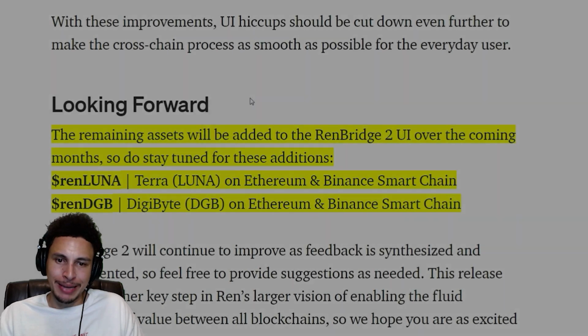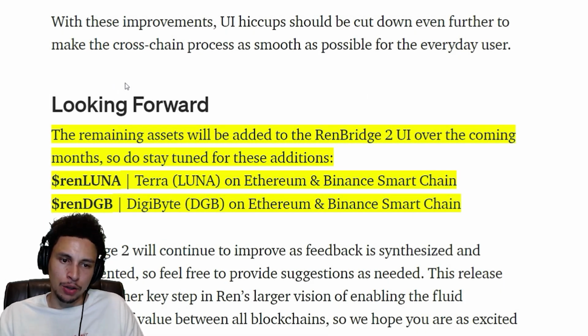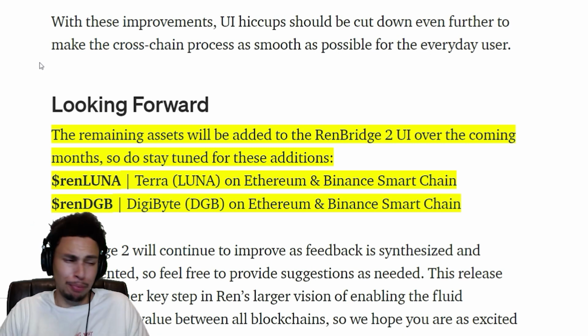The remaining assets will be added to the RenBridge 2 UI over the coming months, and they are RenLuna and RenDGB. The price rising up for your DGB ain't enough? Want to get some yield on top of it?